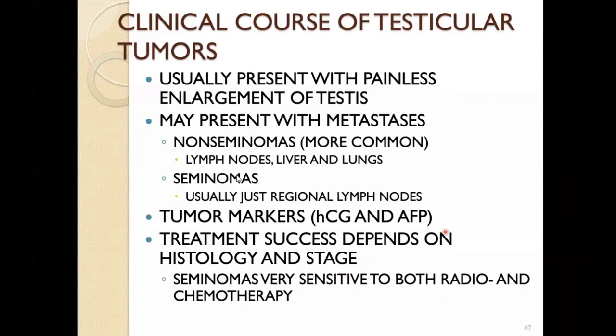The tumor markers, as we saw, are beta HCG, for choriocarcinoma, and alpha-fetoprotein, mainly in the yolk sac tumor. Treatment success depends on the histology, the grade, and the stage. Of course, seminomas and choriocarcinomas respond very quickly to treatment, but others do not. Seminomas are very sensitive to radiotherapy and chemotherapy.